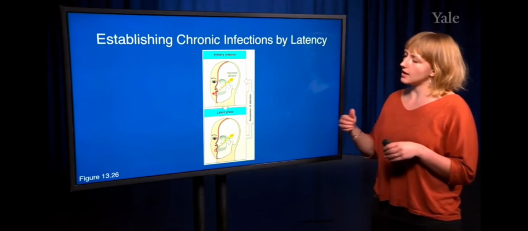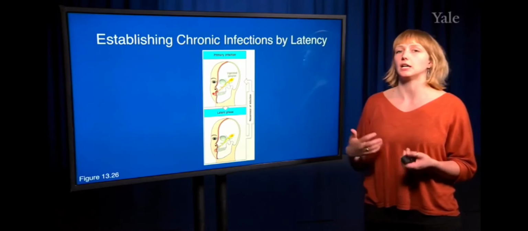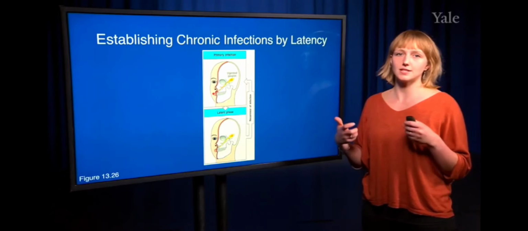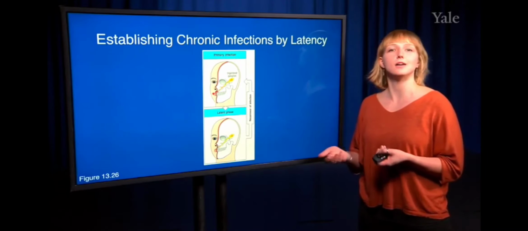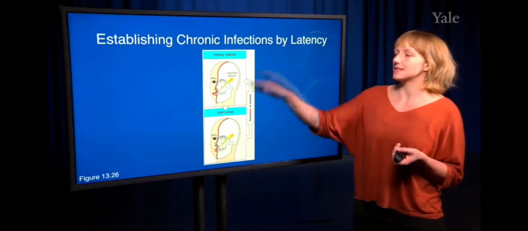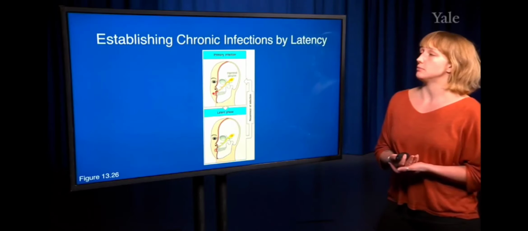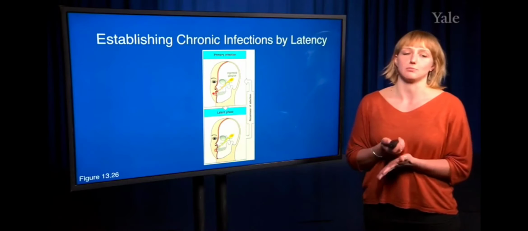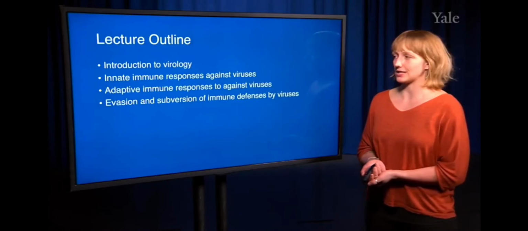And then you can have a recurrence of infection. This typically happens when your body is really stressed out, if you haven't slept enough, and upon stress, your immune system actually doesn't function as well. So when your immune system isn't as strong, then there's going to be a secondary infection, and this maintains the latency and infection cycle of herpes viruses, and this allows for a chronic infection by the virus. So these were just a few examples of how viruses have evolved to evade and subvert our immune system.